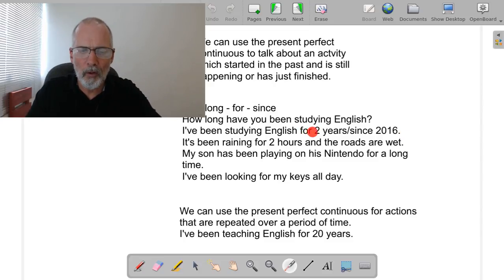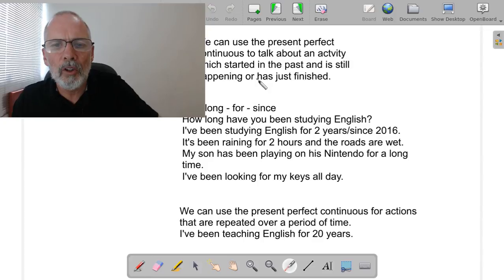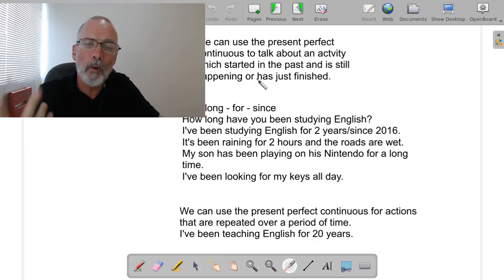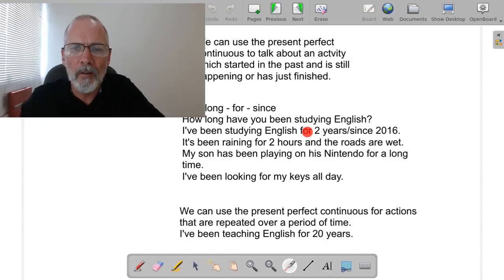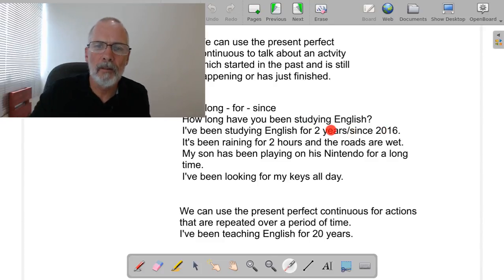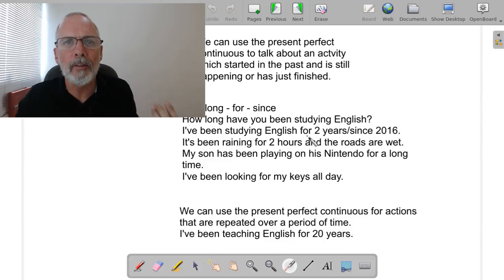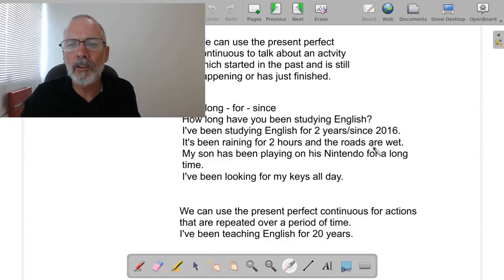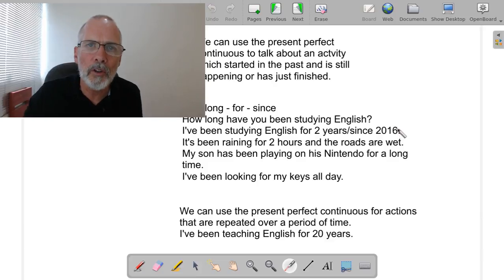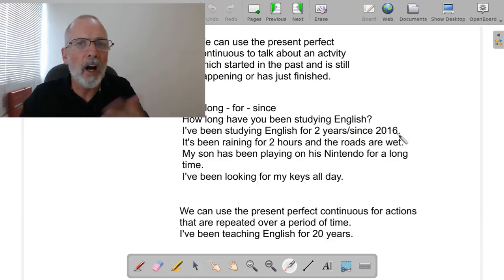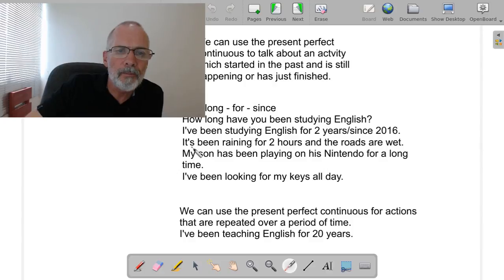Remember, for and since, which we saw in the last class, can be used with the present perfect that we saw in the previous class and in level A2, or can be used with this tense, present perfect continuous. For plus a period of time, since plus a point in time. For 2 years, for 1 hour, for 2 weeks, since 2016, since I was a child, since the Ice Age. It doesn't matter how long.